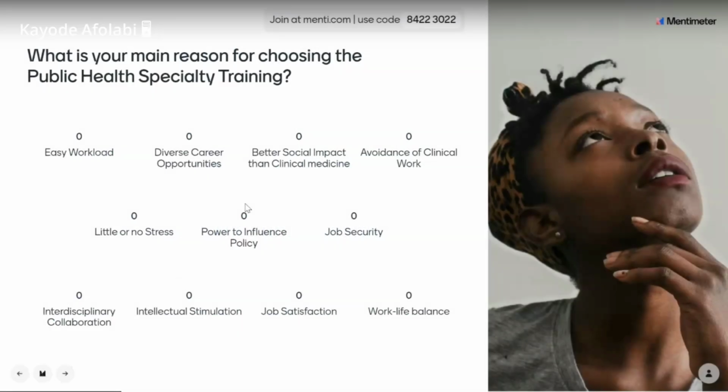Another poll, still with Menti. Just to quickly know what's the main reason, what's the motivation for people wanting to do this public health specialty training. So again, if you didn't close the initial page where you did the first one, you should be able to just pick an answer here. If you already closed it, you might need to put that code in again and then pick which one best describes your reason for wanting to join this program.